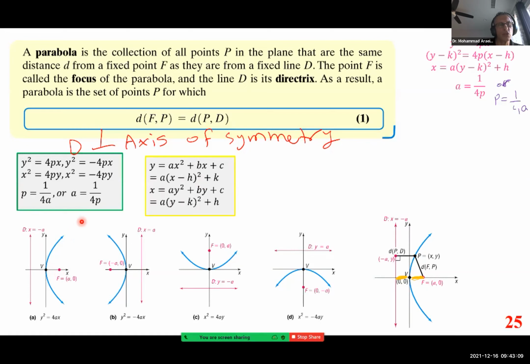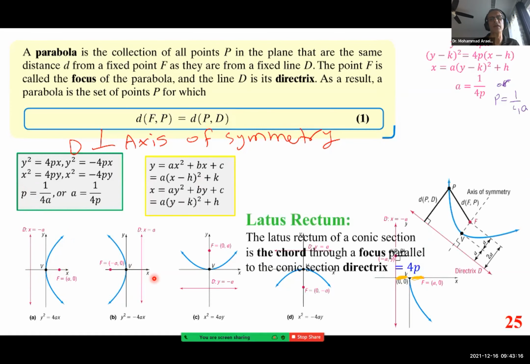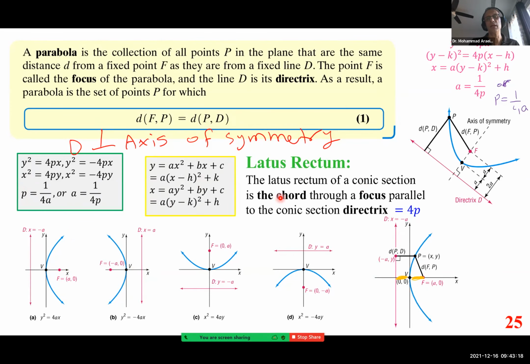If it opens to the left, it's the other way around. We also have this definition, latus rectum. The latus rectum of a conic section is the chord through a focus parallel to the conic section directrix, and it's equal to 4p. So take a look. This is called latus rectum, and the distance from here to here is 4 times p.